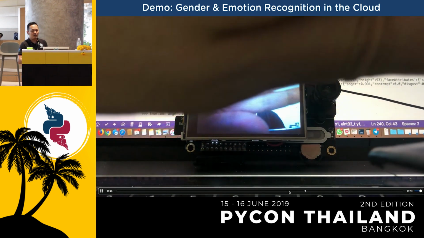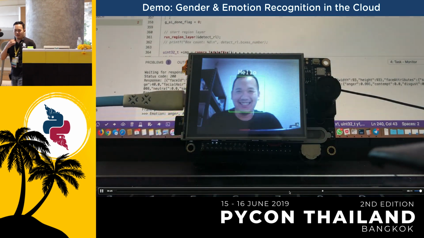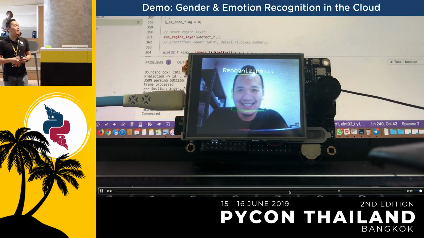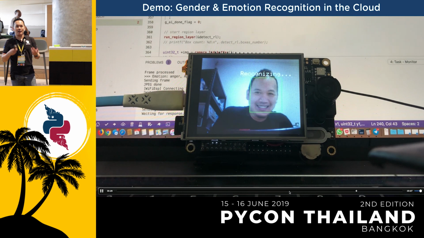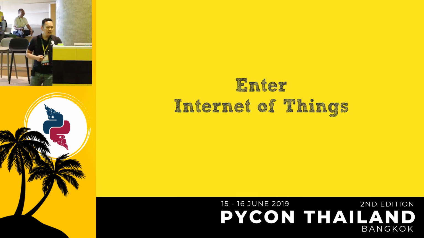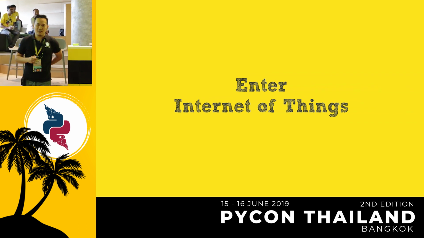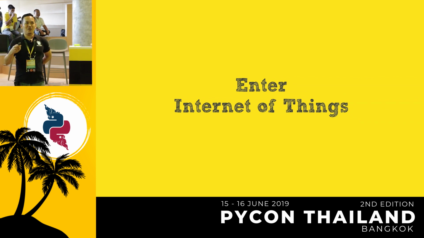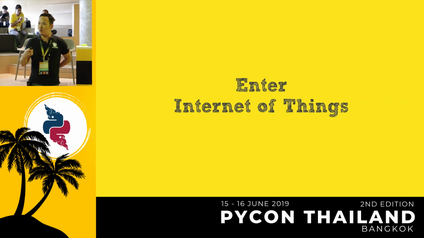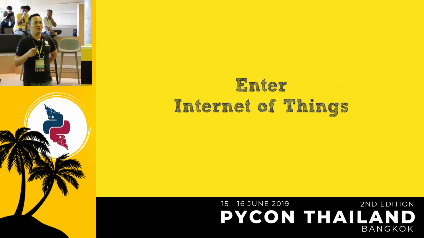Okay, so that's how we do AI application powered by cloud, right? Now let's talk about Internet of Things. So what is Internet of Things, right? Is it a smart lamp, or a lamp that you can control through the mobile phone? Well, you can say that's kind of IoT, right?